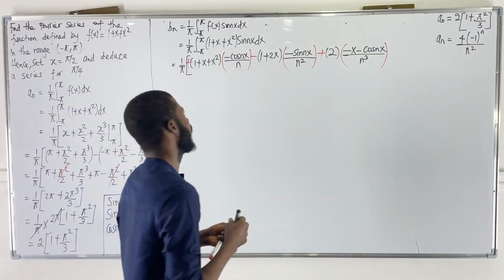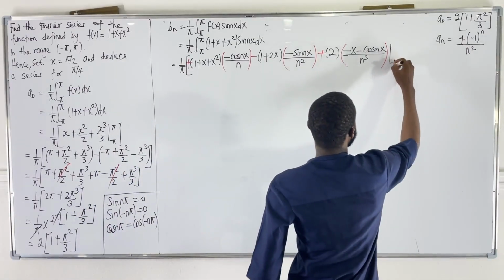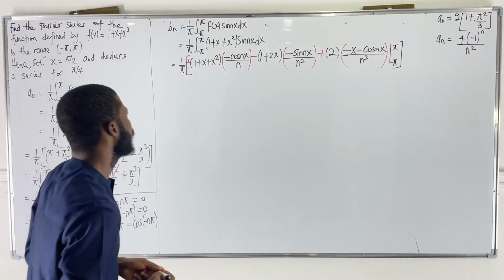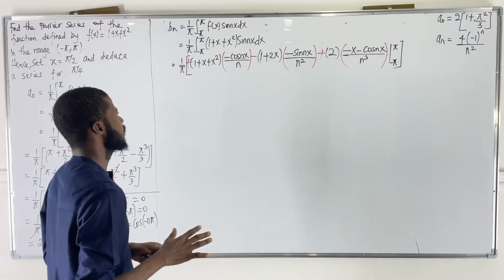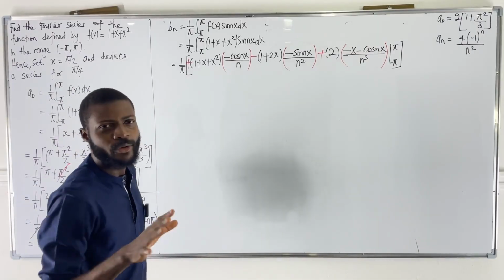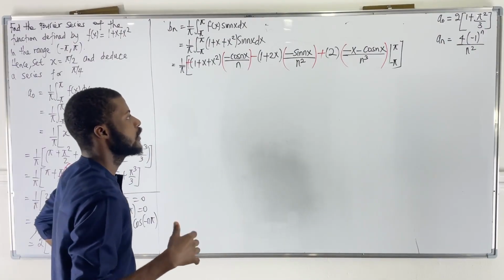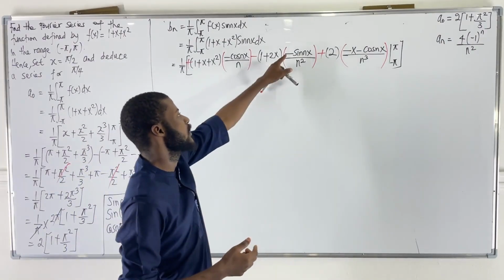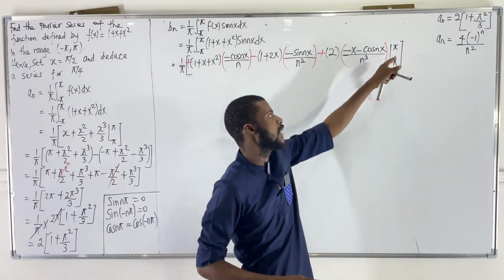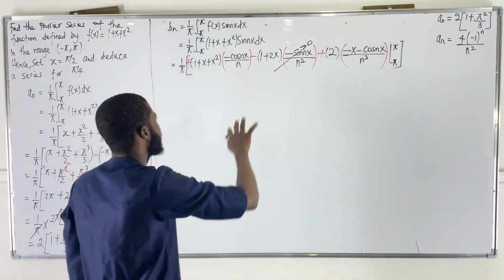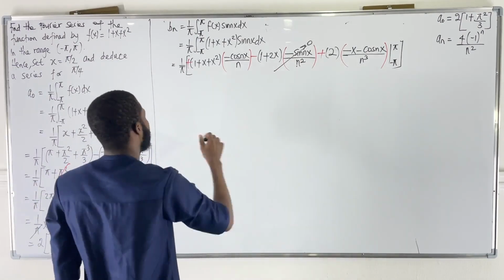And our interval is minus pi to pi. That's our interval. All right, now at this point, let's see. I really want to save myself some time. Now previously, remember I said that sine would always give us 0 because of the interval that we are in. So I'm taking this out. I'm going to get 0. So let me just take this part out. So I'm going to simplify the remaining part.